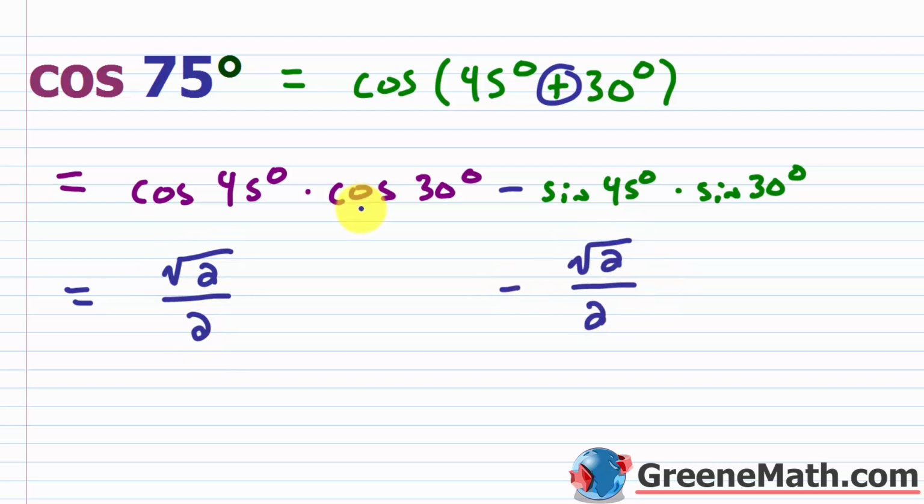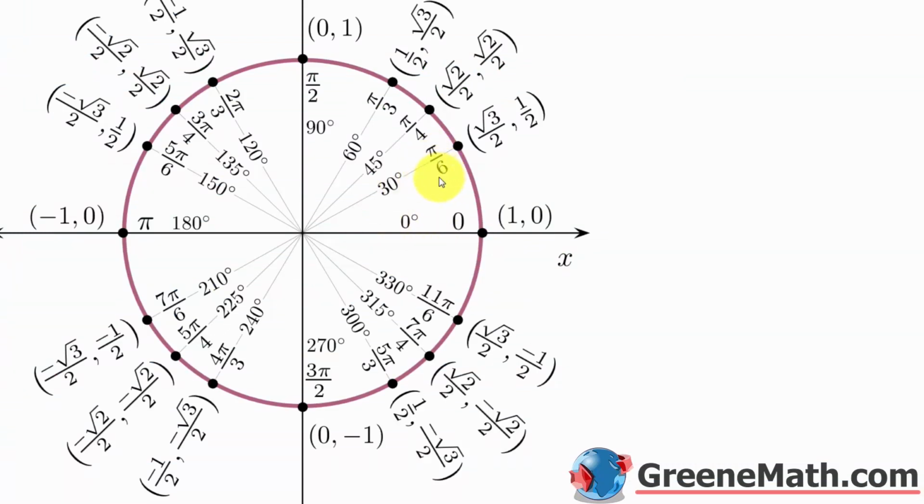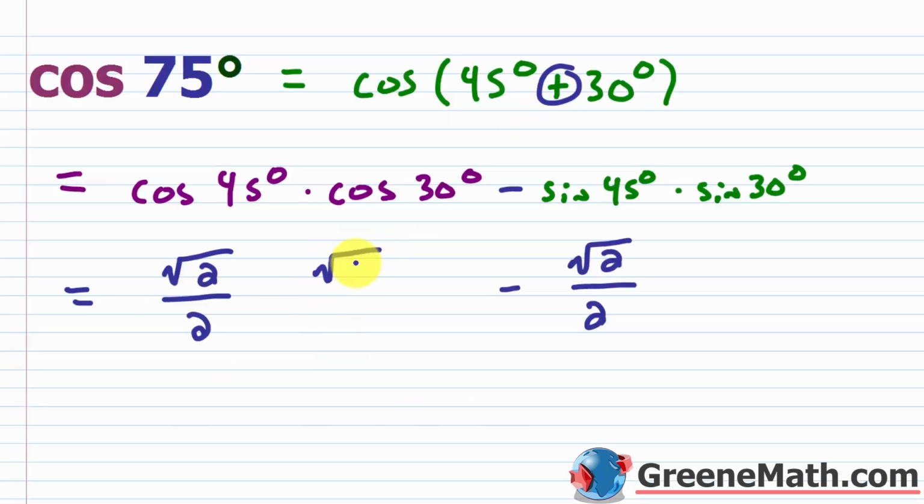So what's it going to be for 30 degrees? Let's go back. For 30 degrees or pi over 6 in terms of radians, you've got square root of 3 over 2 for your x or your cosine, and then 1/2 for your y or your sine. So this is going to be the square root of 3 over 2, and this is going to be 1/2, okay? Now all we have to do is some basic arithmetic.